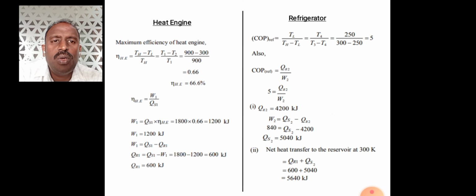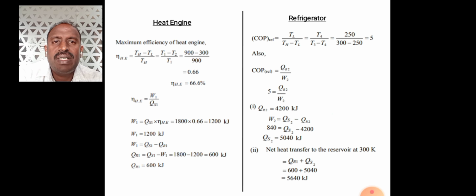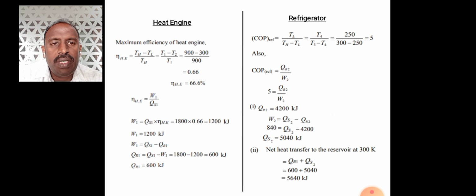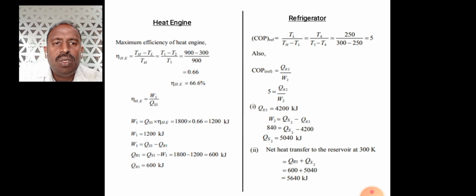One more formula, in terms of work and heat supply: efficiency equals work done divided by heat supply, so W1 divided by QS1. QS1 is given in the problem as 1800, and the efficiency we have calculated. From that you can find W1, the work output from the heat engine, which is 1200 kilojoule. Work done equals heat supply minus heat rejection, so QS1 minus QR1. We know QS1 and W1, so we can calculate QR1, which is 600 kilojoule.